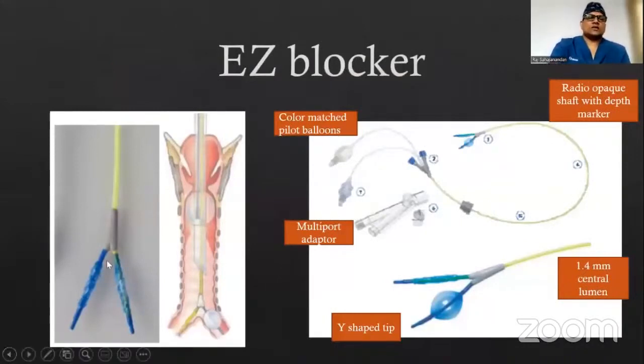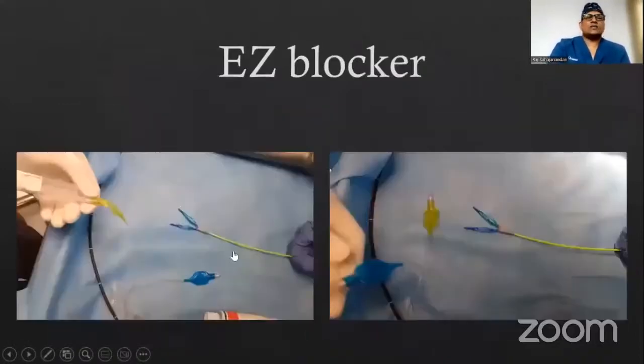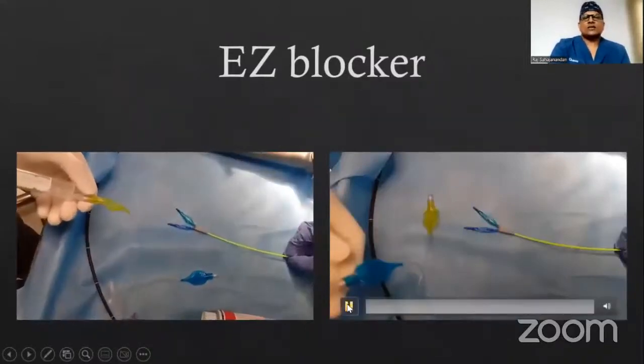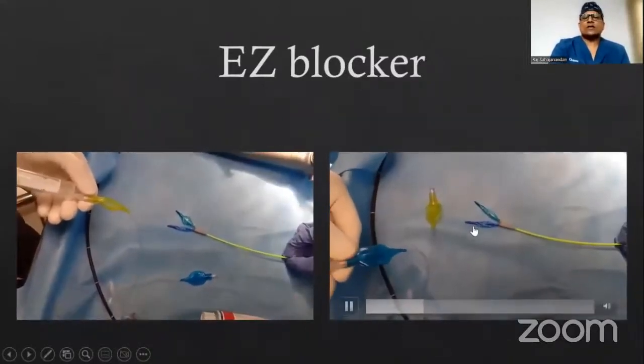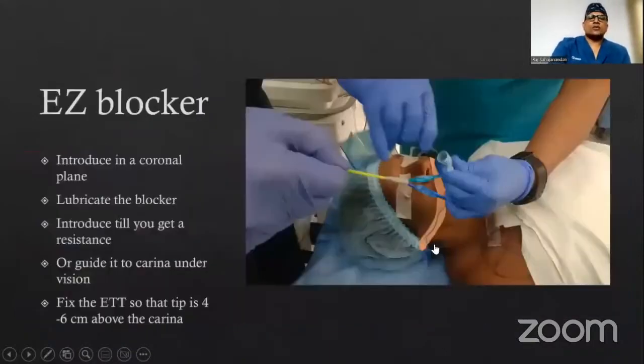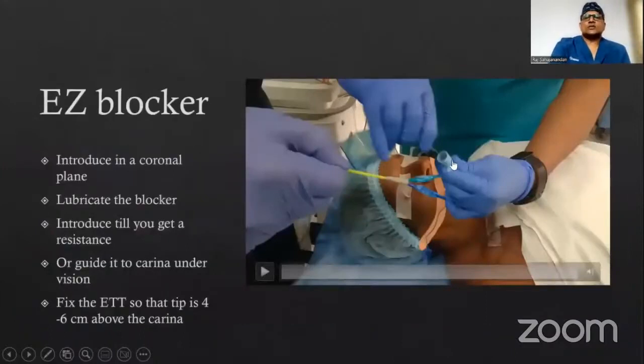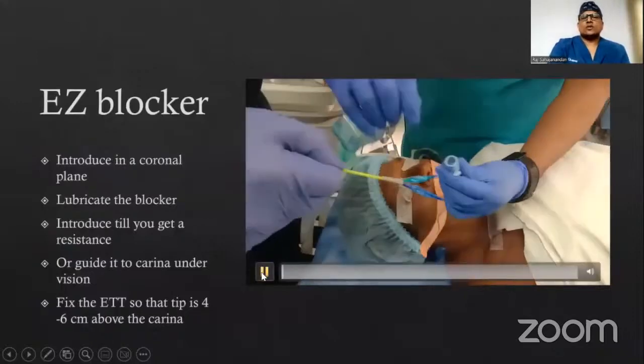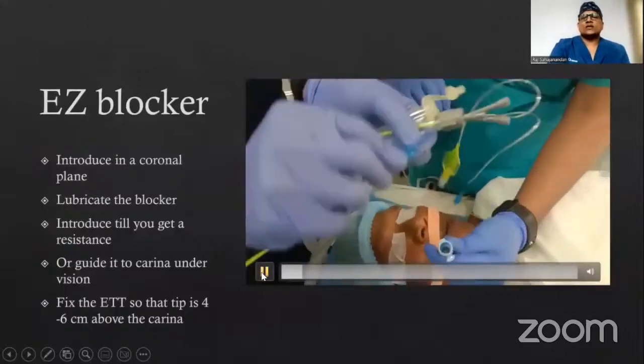The next kid on the block is the EZ blocker. Unlike the previous one, it has a Y-shaped tip, and again the entire thing is radiolucent, and it also has its own multi-port adapter. You can check the integrity of the cuff, and it doesn't matter which side goes to which side. How you do it is, introduce it through an 8 size or at least a 7.5 size tube in the coronal plane. When you introduce it, it's better to lubricate it.